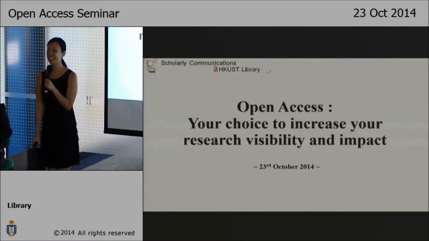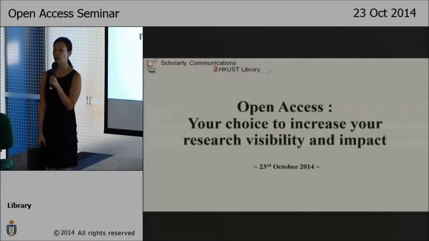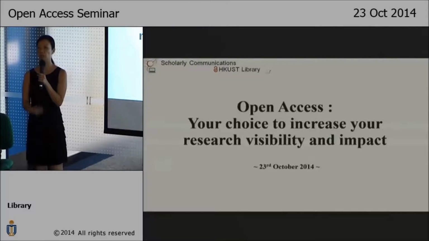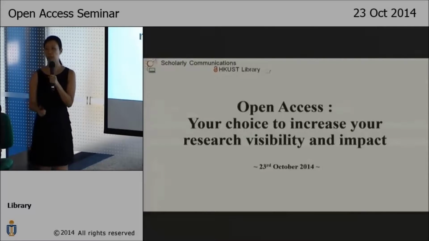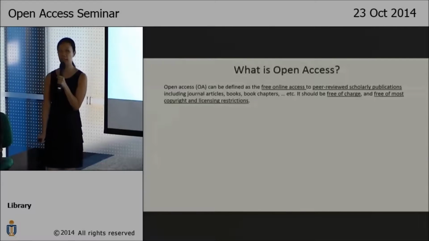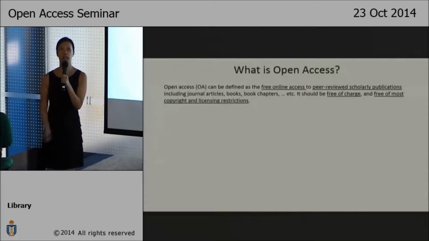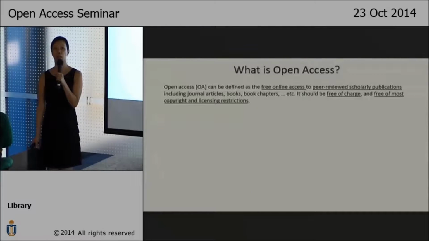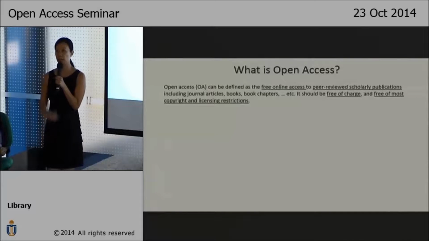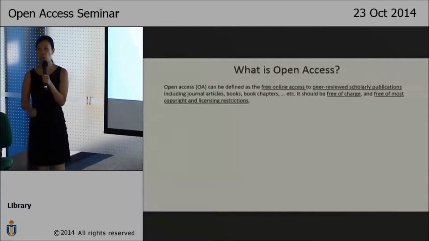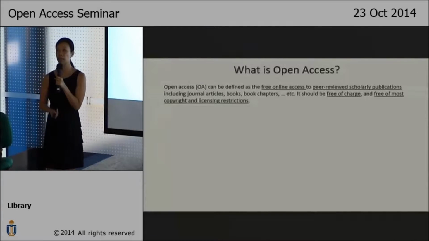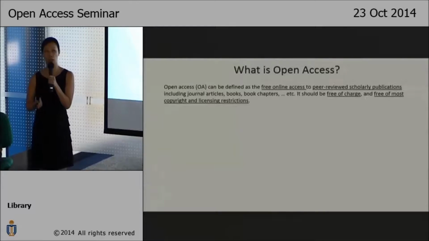Okay. Let's start. Before introducing our speakers today, I would like to briefly define the topic. Open access. So what is open access? Open access, OA, can be defined as the free online access to peer-reviewed scholarly publications that include journal articles, books, book chapters, etc. It should be free of charge and should be free of most copyright or licensing restrictions.